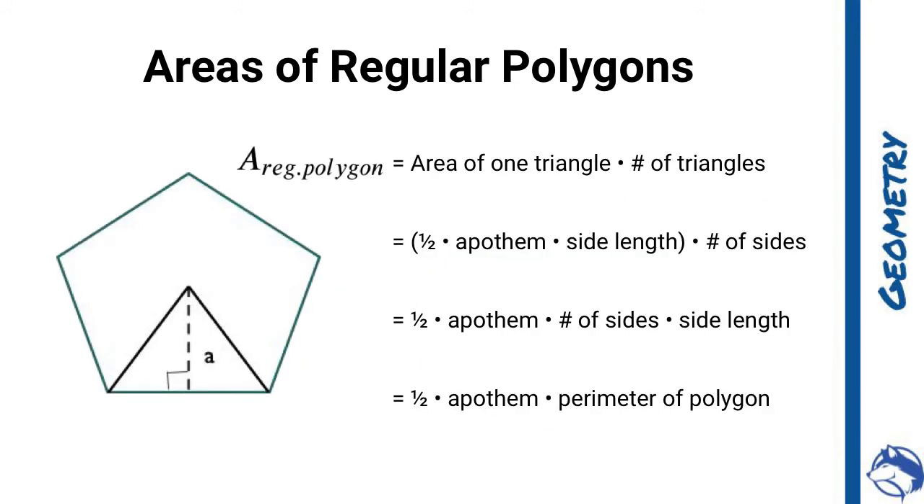And a good way to put it is on this slide right here. So the area of a regular polygon is the area of one of the triangles times the number of triangles, which really is the number of sides. I could break down the area of one triangle, and it's 1/2 of the apothem times the side length. And the side length is the base in that scenario, times the number of sides. And if I want to reorder it, it's 1/2 times the apothem times the number of sides times the side length. Well, the number of sides times the side length is equal to the perimeter of the polygon.